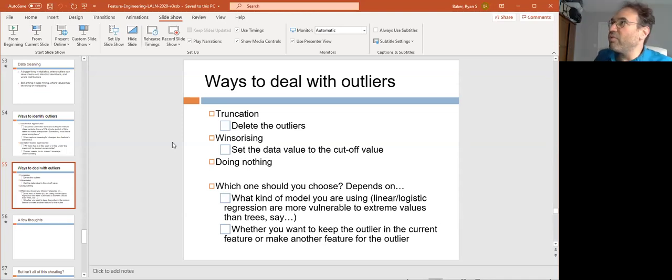In fact, I know of one case where someone was using random forest and they set missing data to be negative 600. And that actually turned out to show up in their model a whole bunch, because it turned out that one variable being missing actually was meaningful. Also, one question is, do you want to keep the outlier in the current feature or make another feature for the outlier? That negative 600 case actually kind of implicitly did that, right? But another thing you can just say is, I want to have a 1-0 for whether this is in my outliers. I'll Windsorize it, but also make a special feature just for that.